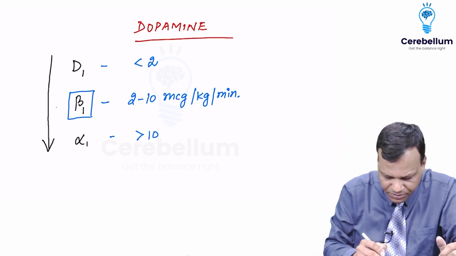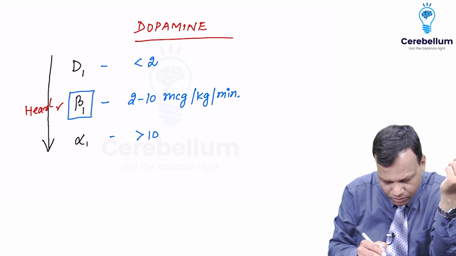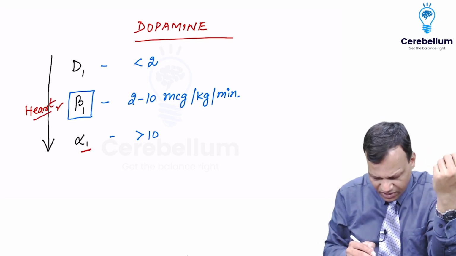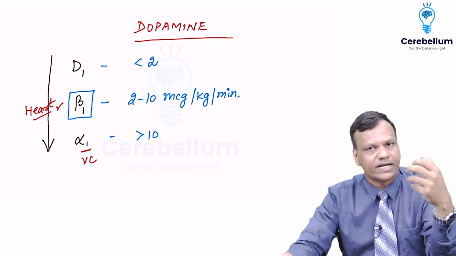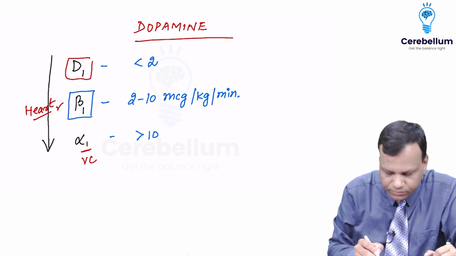So we already discussed beta 1. Beta 1 is present in the heart. So dopamine can stimulate the heart. Alpha 1 is present in the blood vessels. When we stimulate, it can cause vasoconstriction. That can increase blood pressure. But we did not discuss D1.